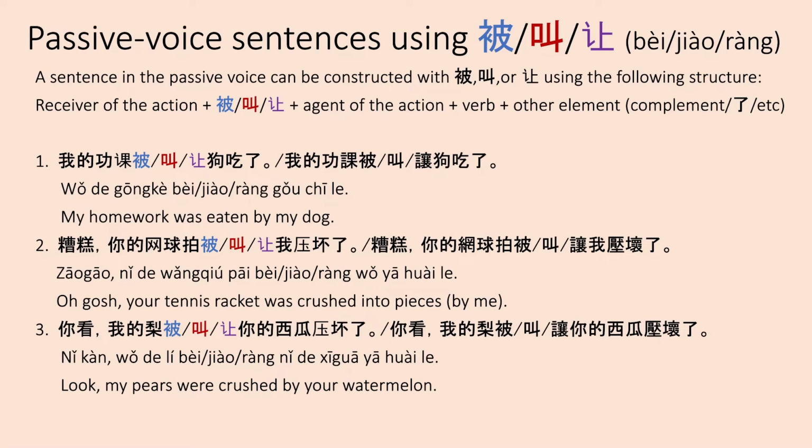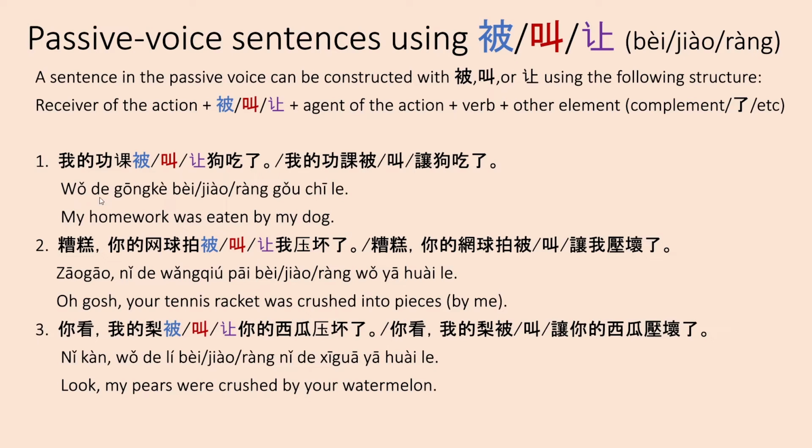The third and last grammar point for Lesson 18 Dialogue 2 is the passive voice sentences using 被叫让. A sentence in the passive voice can be constructed with 被叫 or 让 using the following structure. Receiver of the action plus the 被叫让 plus agent of the action plus verb plus other element. So for example 1, we have 我的功课被叫让狗吃了. My homework was eaten by my dog.